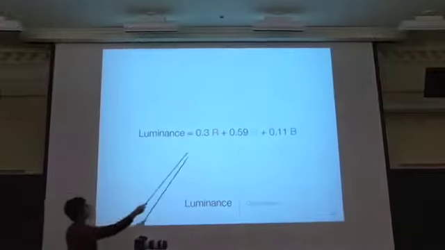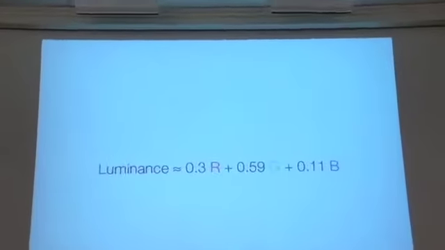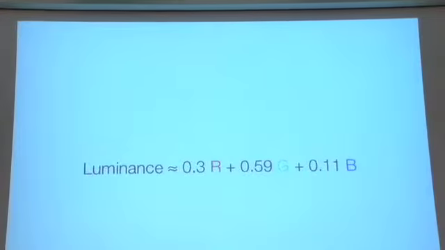And similarly, it should hopefully be easy to figure out what 0 would be. It's just 0 plus 0 plus 0. So the luminance would then be 0.